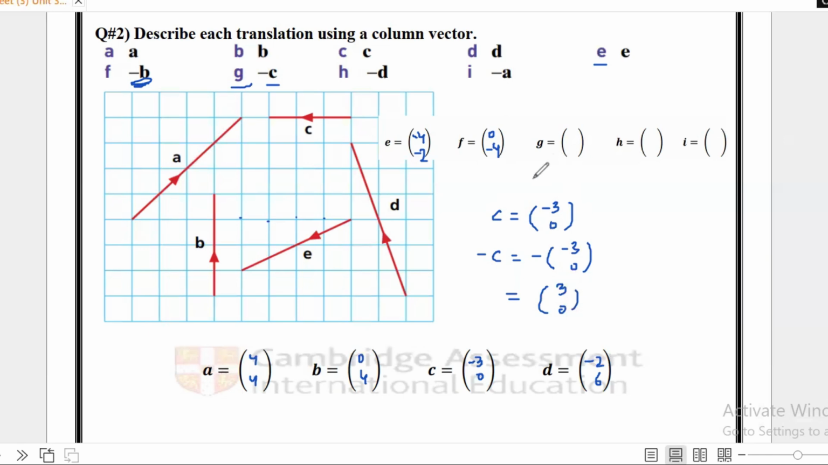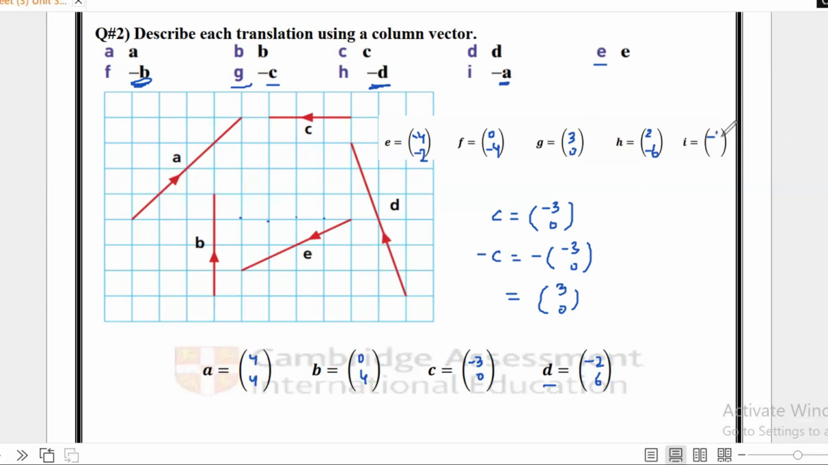That means part G, which represents minus C, is (3, 0). And H, if you check carefully, H represents minus D. We already know the answer of D, and once we are looking at minus D, we change the direction. That means (2, -6). And lastly, we have I, which represents minus A. We already know the answer for A, which is 4 units right, 4 units up.